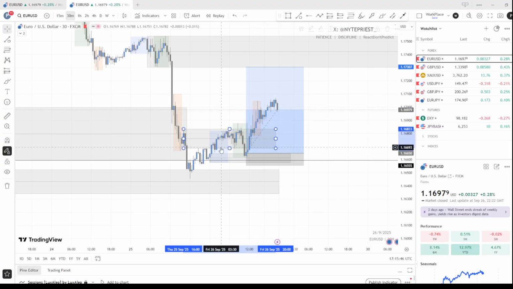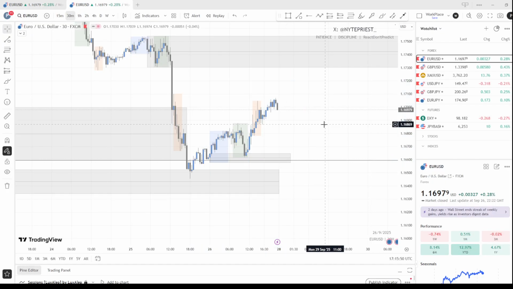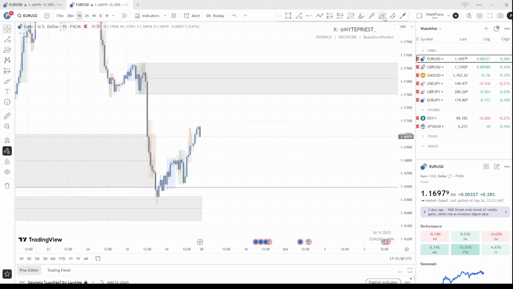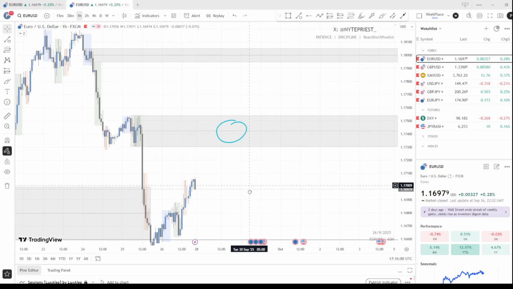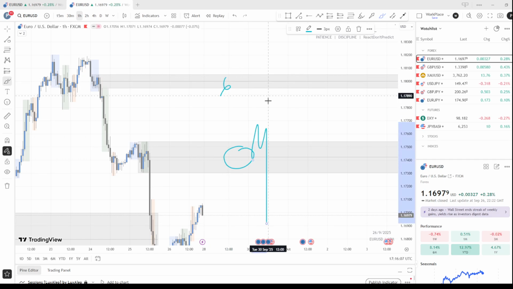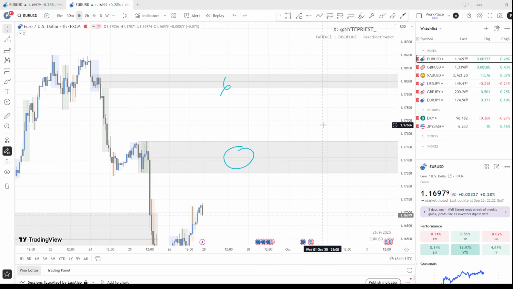All right, so we'll be looking for price to return to this zone or this zone. Then we look for a confirmation and sell, or this zone. Then we look for a confirmation and sell.